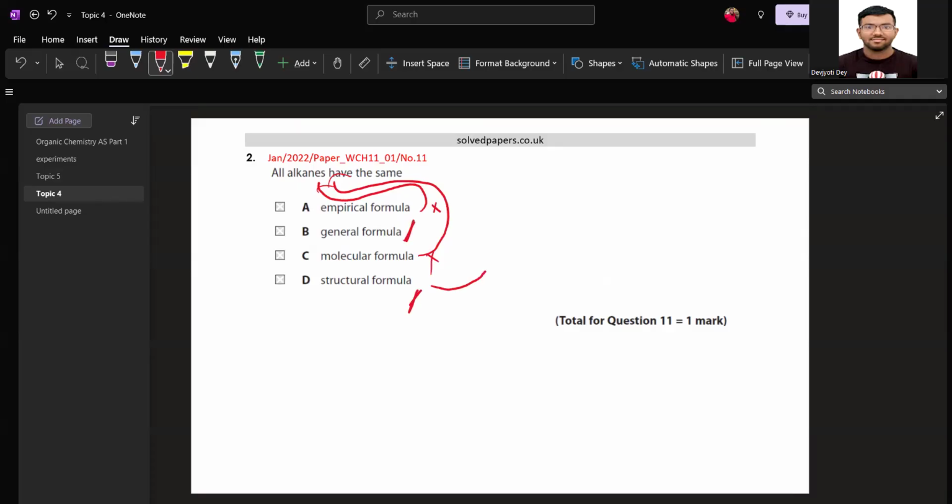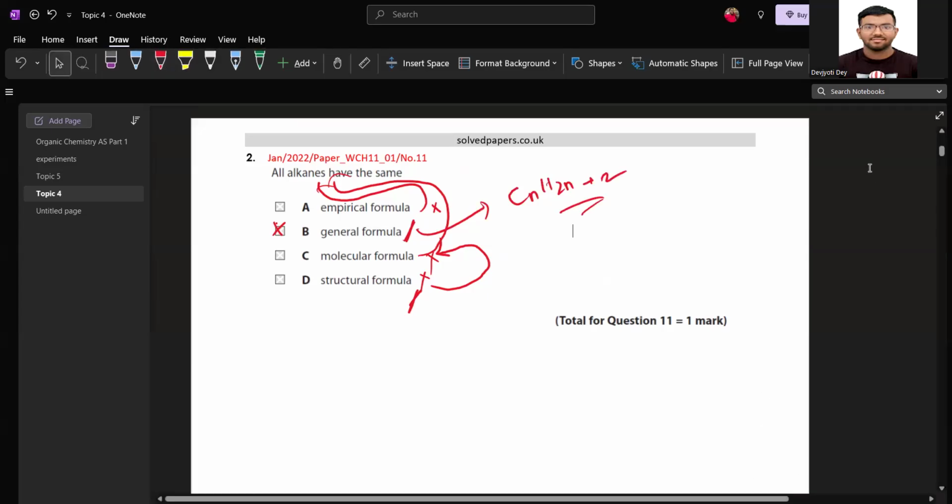Now, the structural formula basically depends on the molecular formula. All right. Since the molecular formula is not the same for all the alkanes within a homologous series, the structural formula is also not the same for all the alkanes. This leaves us with the general formula as the only answer, because using the general formula, we can interpret the molecular formula of each and every alkane within its homologous series. And obviously we know that for alkanes, it is CnH2n+2. Both of you guys, did you understand this? Simra, you're not responding.